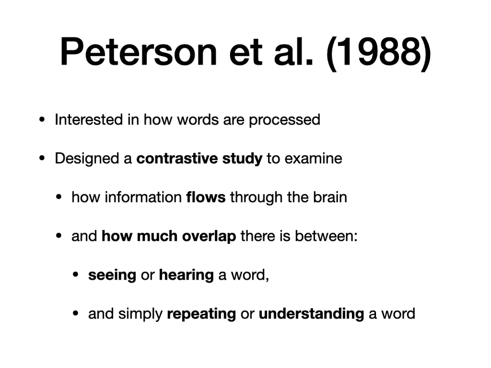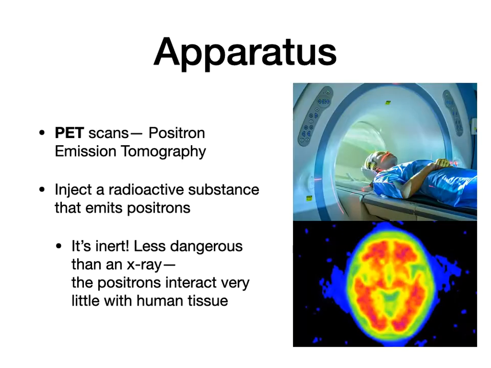So, 1988, Peterson and company are interested in how words are processed. The same question. And they designed, I really like this study a lot, a contrastive study to examine how that information flows in the brain. And how much overlap is there between both seeing or hearing a word, in terms of what parts of the brain are active, and simply repeating a word or understanding a word, demonstrating that you understand the word. Let's look. What did they use?